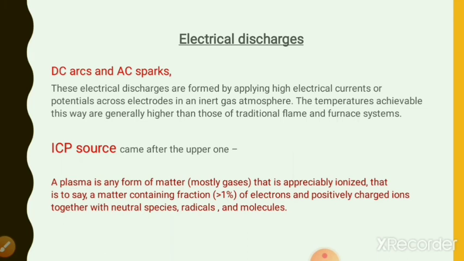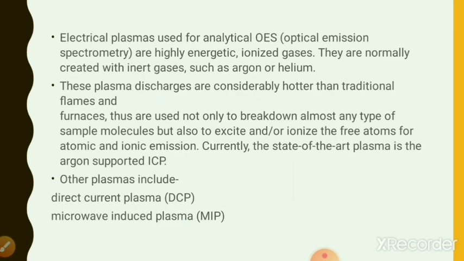So what is a plasma state? A plasma is any form of matter, mostly gases, that is appreciably ionized. That is to say, matter containing a fraction greater than 1% of electrons and positively charged ions together with neutral species, radicals and molecules. Electrical plasma is used for analytical OES, that is optical emission spectrometry, and consists of highly energetic ionized gases. They are normally created with inert gases such as argon and helium.